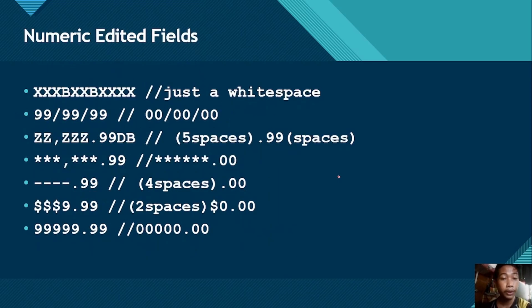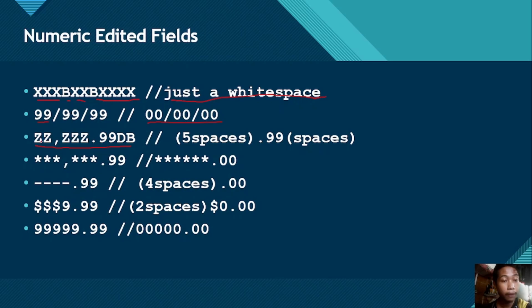So another example here is triple X, B, double X, B, then 4X. When I compile this, it just gave me a white space. I don't know why. Then next is double nine, then dash. It is a date format. Then when I compile this one, it just gave 5 spaces.